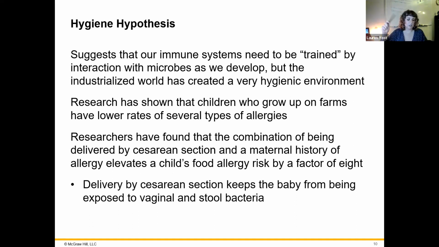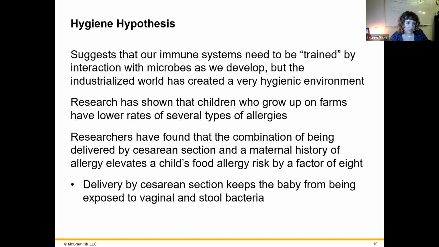One of the things they think is involved is the hygiene hypothesis. This suggests that our immune systems need to be trained by interaction with microbes in our environment so that we can learn how to properly react to things. And in the industrialized world, in the first world, we no longer get exposed to these things. It's too hygienic. There seems to be a correlation with this: if you were delivered by cesarean section, you are actually 8 times more likely to develop a food allergy.